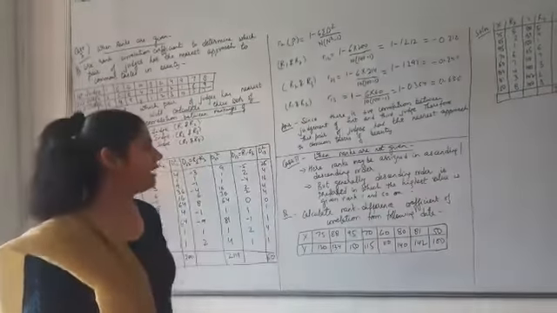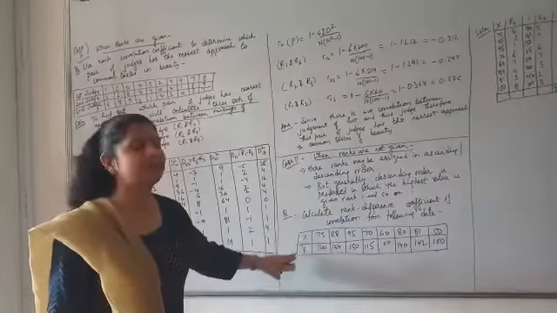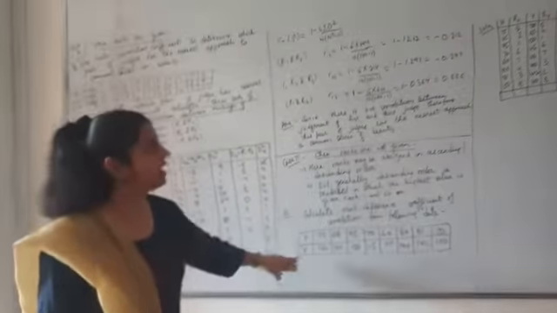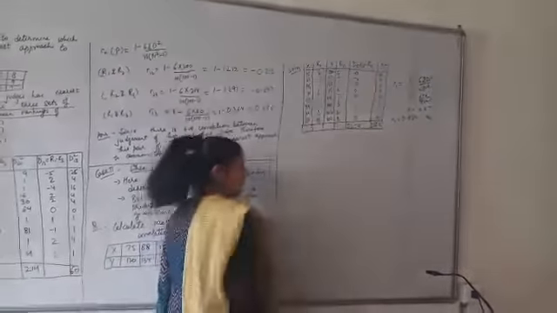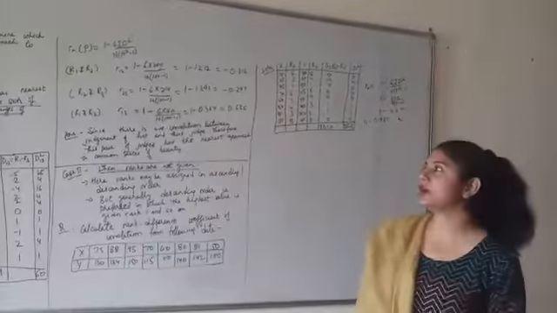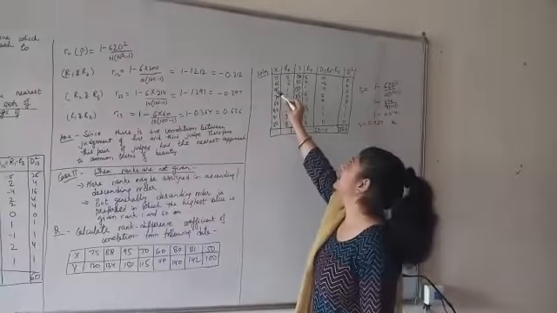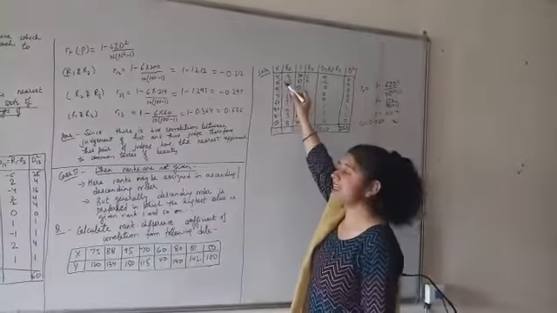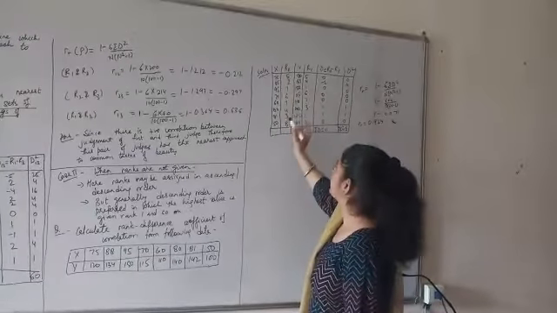Calculate the rank difference coefficient of correlation from the following data. Values of x are given and values of y are given. First we will write the values of x. Now what do I have to do? I have to compute ranks. The highest value here is 95, so we will assign 95 rank 1. Then the next value is 85. We will assign 2 to 85. Then the next value is 81.